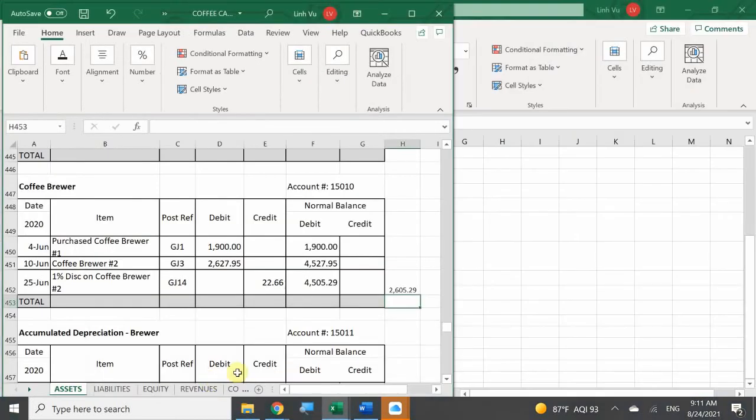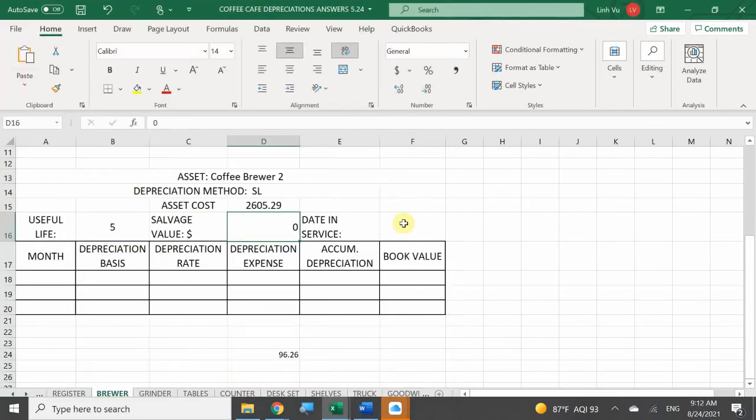Was it June 4th? It wasn't June 4th because that was the first coffee brewer. We're on number 1, right? We're on the second. We are on coffee brewer number 2. Oh, okay. June 10. We bought it on June 10th, which the assumption is we had to turn it on to test that that machine worked, right?